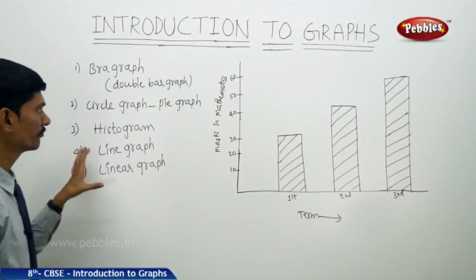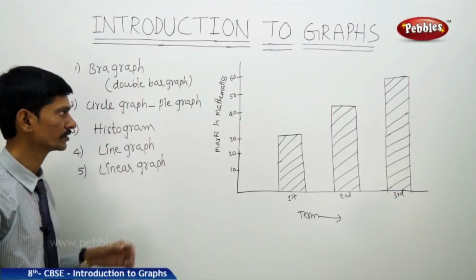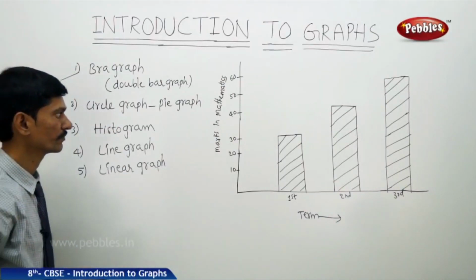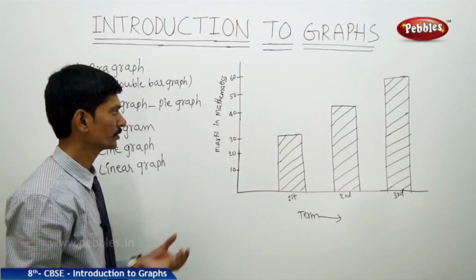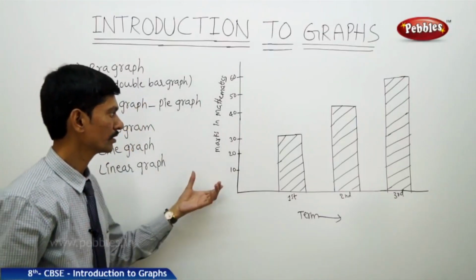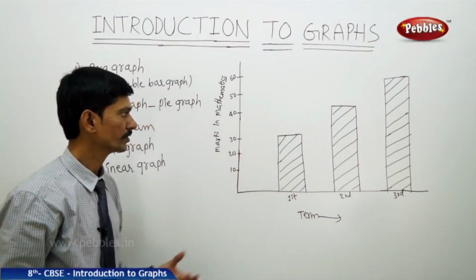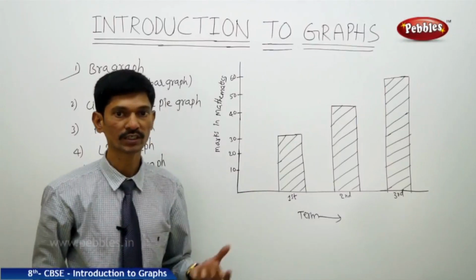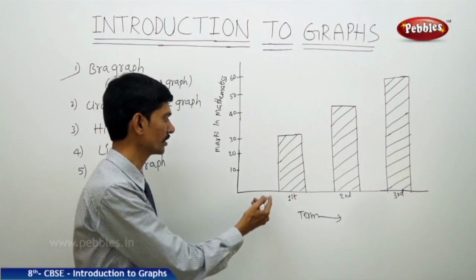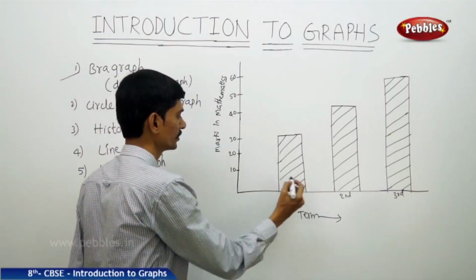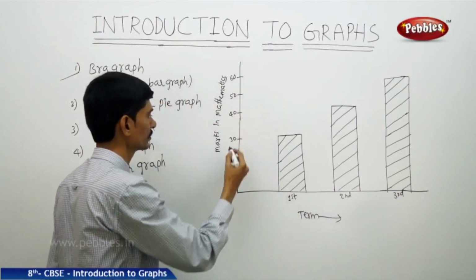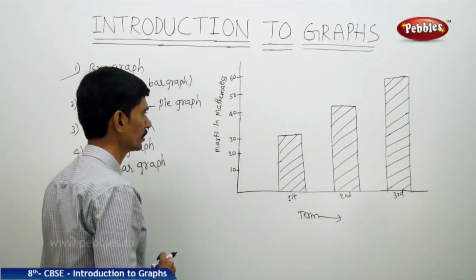Now let us revise all these types of graphs. The first one, bar graph. So what is a bar graph? A bar graph shows the comparison among the different categories, and a bar graph consists of two or more vertical or horizontal rectangles. In this example, on the horizontal line the term exams are taken, and on the vertical line the marks in mathematics of a student are taken.